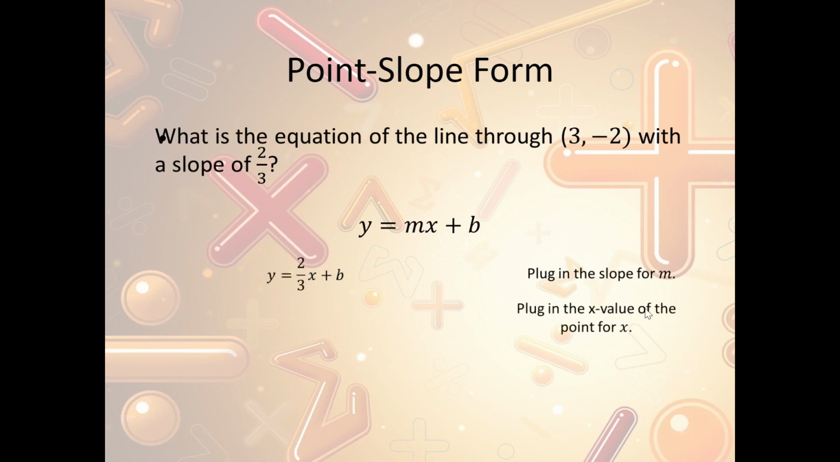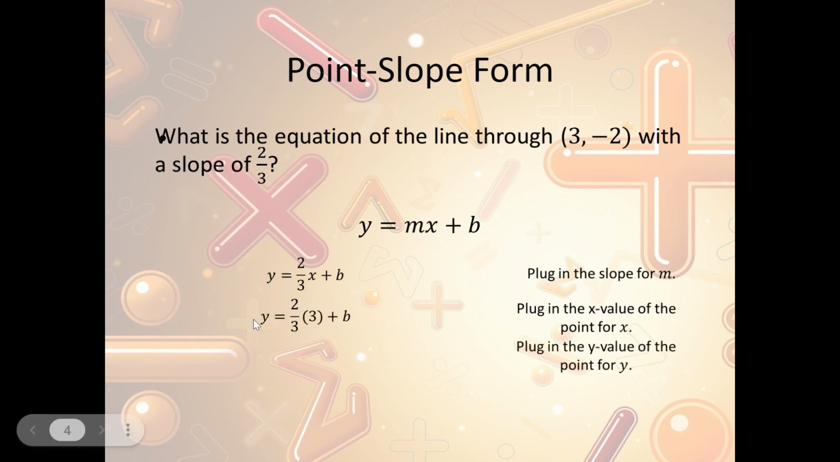Then we'll plug in the x value of the point we know. The x value is 3, so we plug that in for x. And then we plug in the y value for y, which in this case is negative 2. And we get -2 equals 2/3 times 3 plus b. Now we can solve for b. We get 2/3 times 3, which when we multiply this out, we get 6/3, which is the same thing as 2.